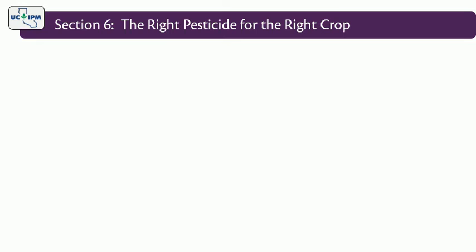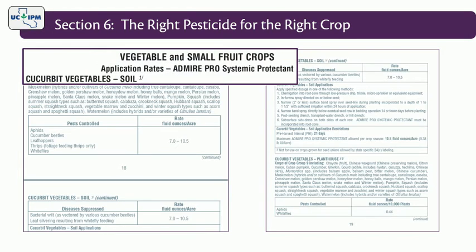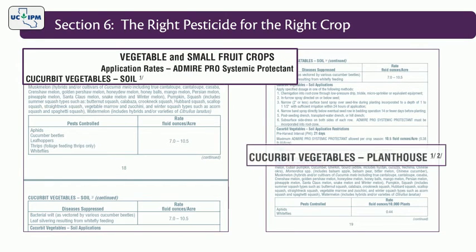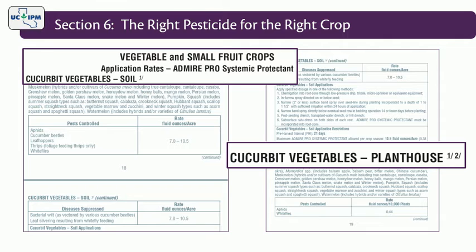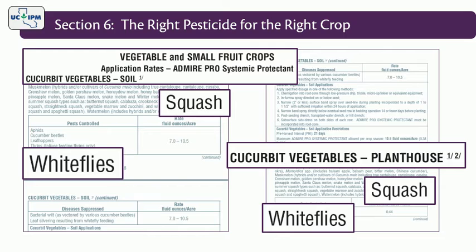Let's say you are growing squash for seed and you would like to control whiteflies. Go through the label until you find the crop you are looking for. Cucurbits are listed twice, once for soil plantings and once for in a plant house. Yes, squash is listed on the label and so are whiteflies, so you can proceed, right?